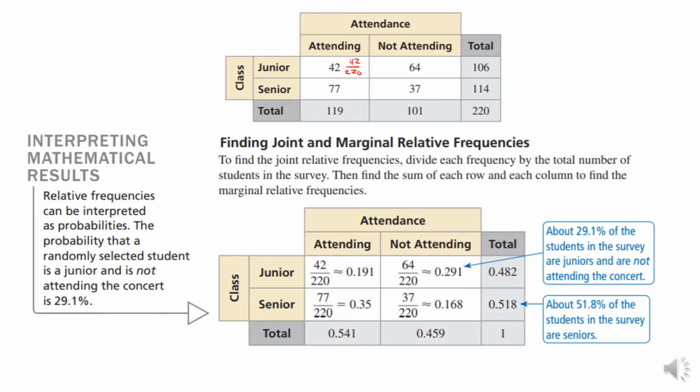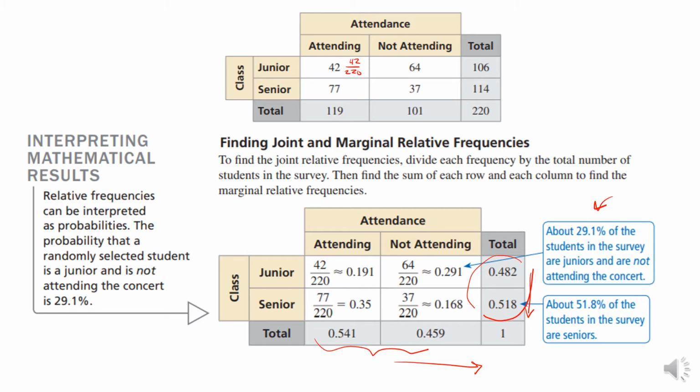To find the joint relative frequencies, divide each frequency by the total number of students in the survey. Then find the sum of each row and each column to find the marginal relative frequencies. Notice that this should still add up to 1, and this should still add up to 1. Okay, and then this gives you some information about each one. Okay, so push pause if you want to get some more information out of there, but that's what it should look like.